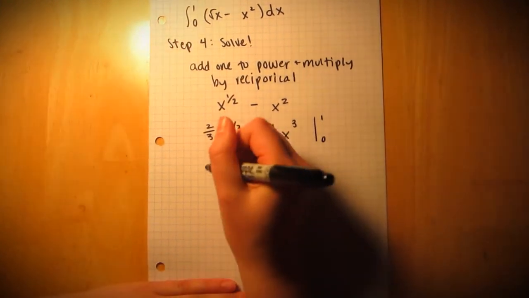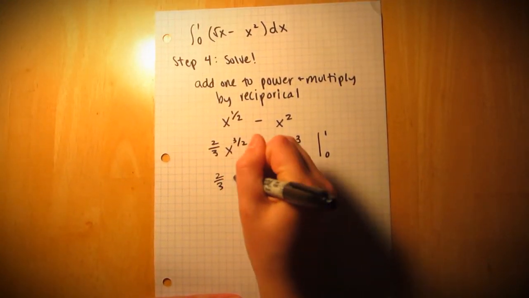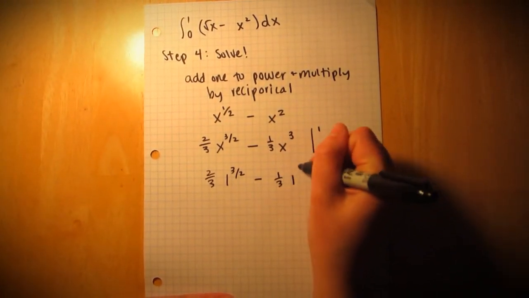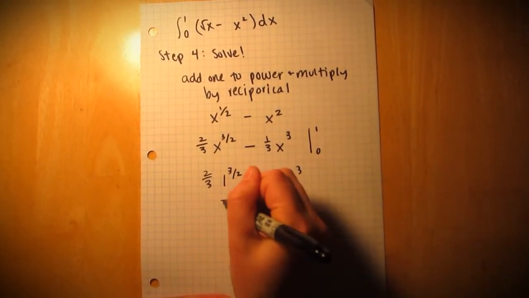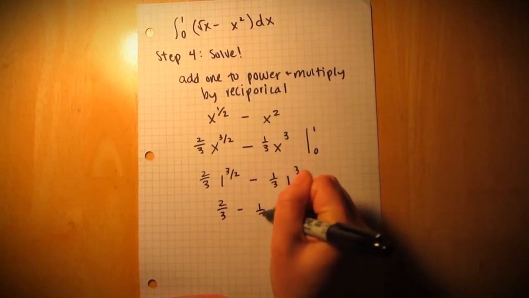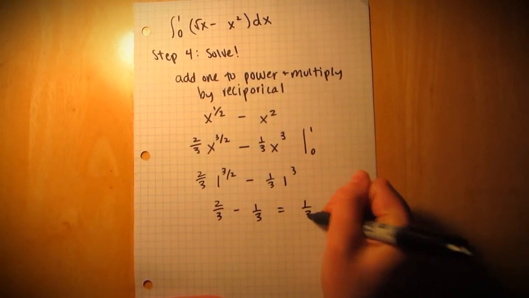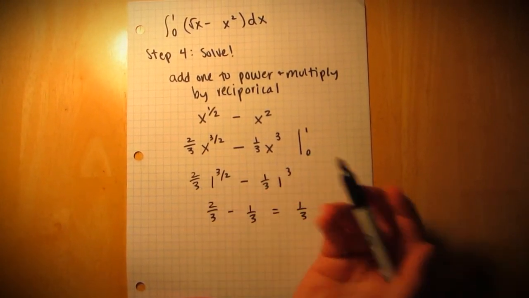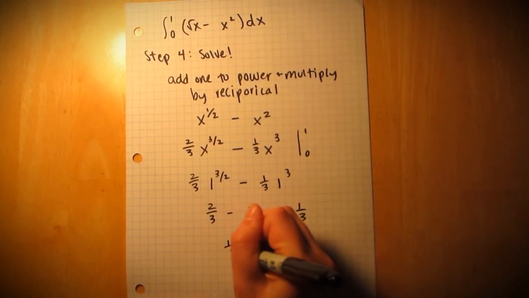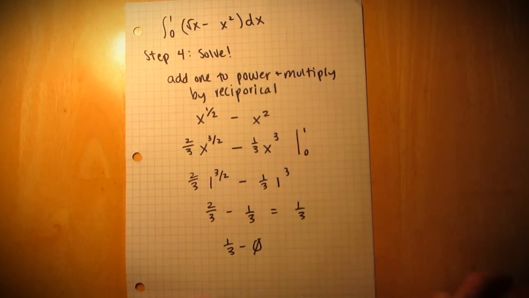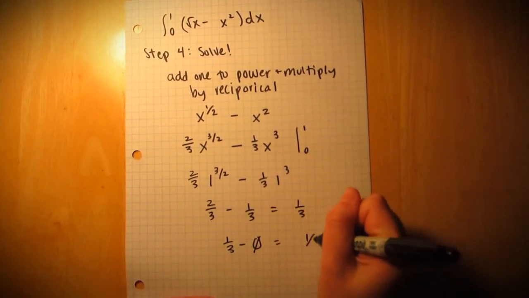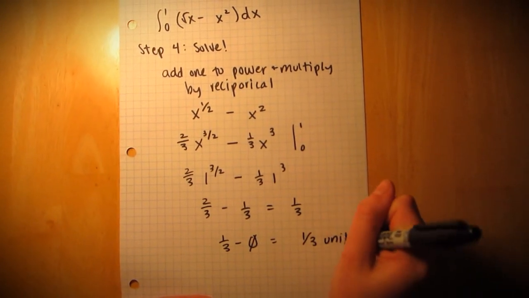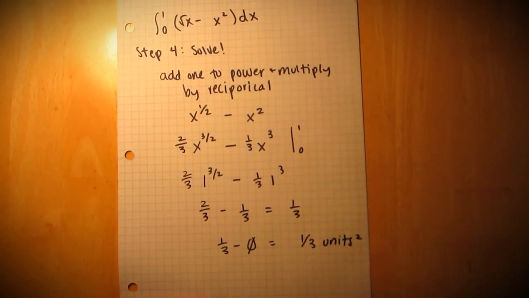When you plug in 1, you get 2/3 of 1 to the 3/2 minus 1/3 of 1 to the 3rd. So this ends up being 2/3 minus 1/3 for an answer of 1/3. And then you subtract whatever 0 plugged in would be. When you plug in 0, you just get 0. So 1/3 minus 0 would be your final answer, which equals 1/3. And your units for these problems are always going to be units squared because you're finding the area of a 2D object.